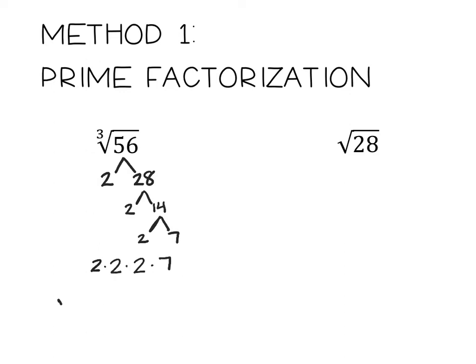Now I want to keep my index the same, and my index is 3. So I'm going to have to pull numbers out in groups of 3. Well, I have 3 2s right here, so that 2 is going to come to the outside. The 7 doesn't have any matches, so it's going to stay on the inside. So the simplified version of that is 2 times the cube root of 7.